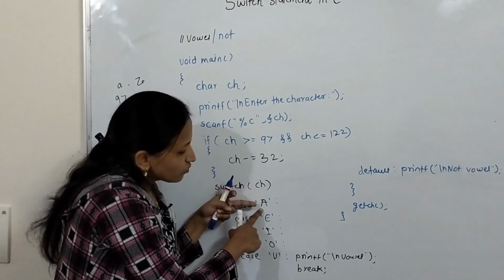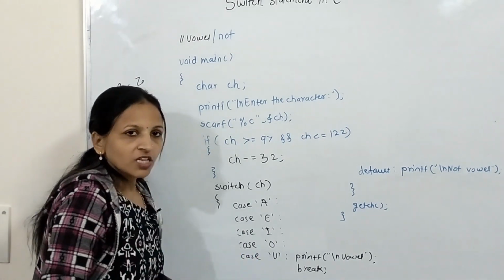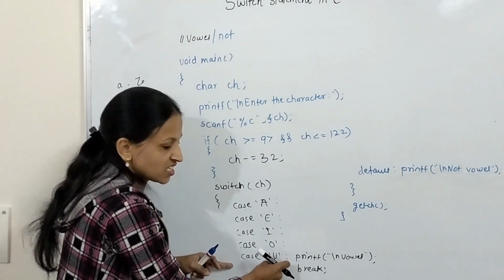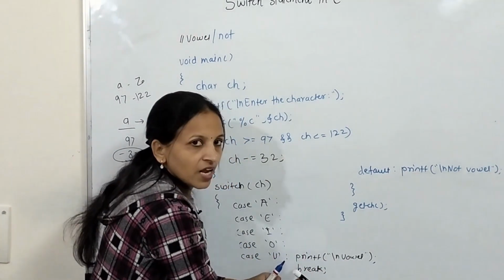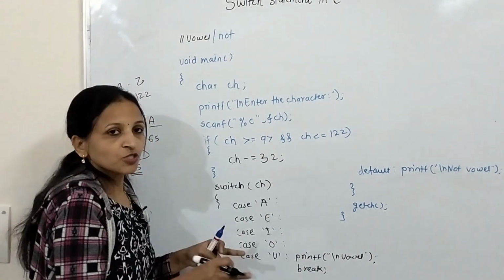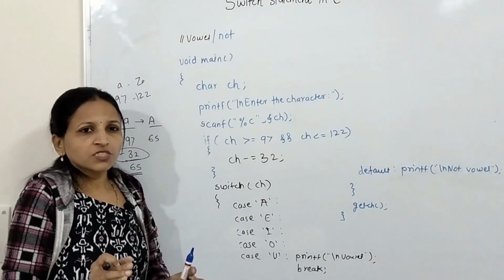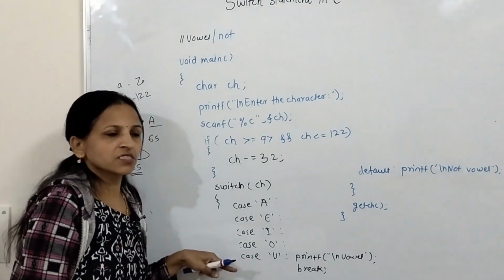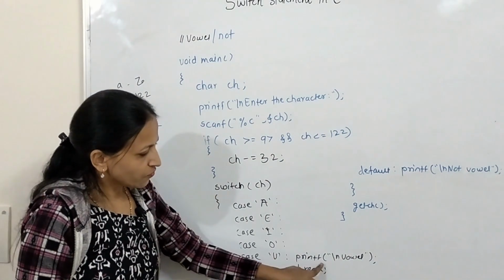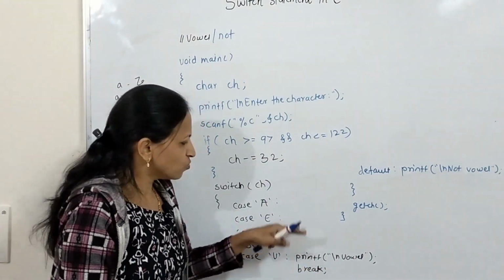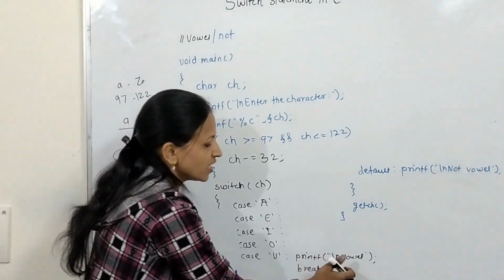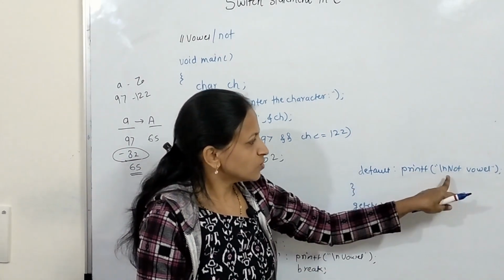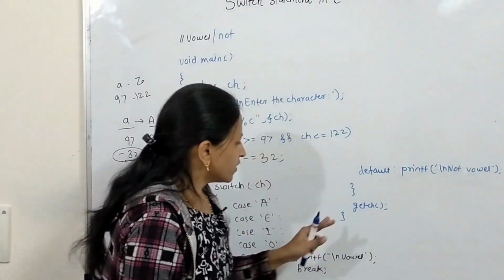Now here ch is equal to A, E, I, O, U. In all these cases, what should be done is written at the last case: printf vowel and break. Because if you want to execute the same thing for multiple cases, then you can write in this way. Means for all these cases we want to print vowel. That's why no need to write again and again, just at the end you can write. And default means for any other character you have to display not vowel. In this way we can do the program.